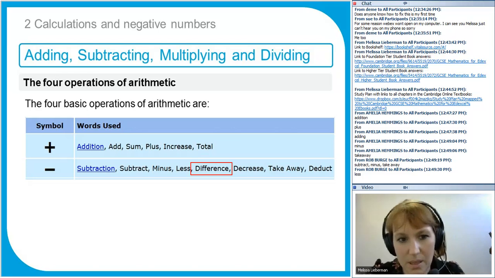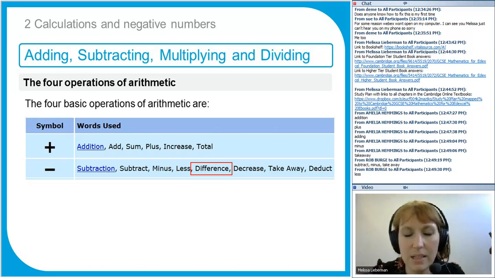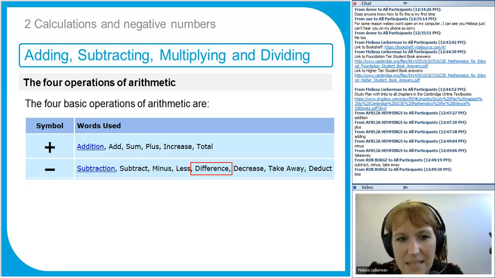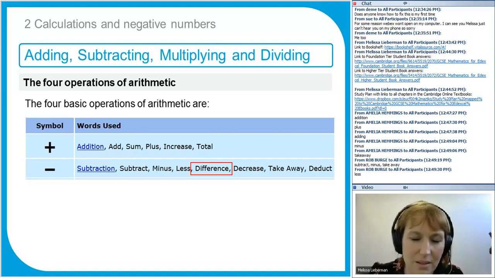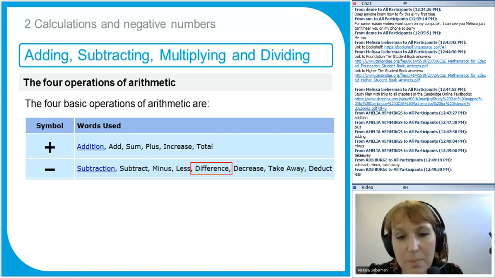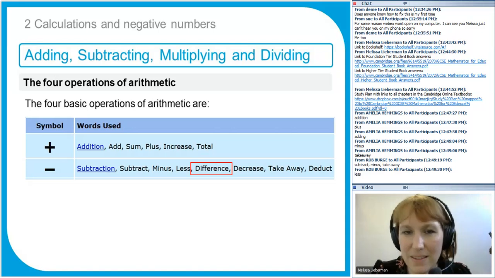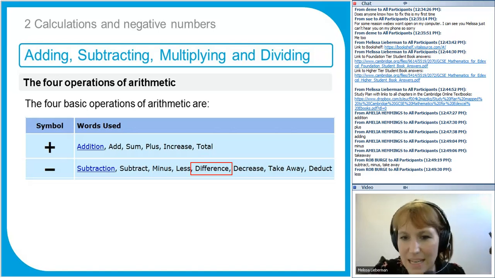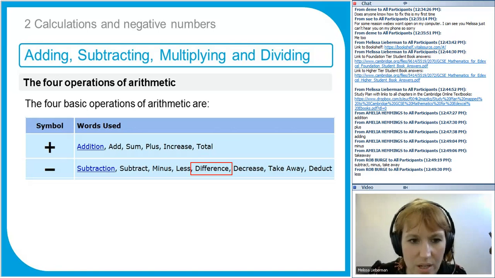Addition means go up the number line, and subtract means go down the number line. So we've got this idea of direction when we're adding and subtracting numbers. Basically, adding makes the number bigger, subtracting makes the numbers smaller. I know this seems obvious, but it's important in maths to be really clear about what we're talking about. Take away, deduct, decrease, all words for this.